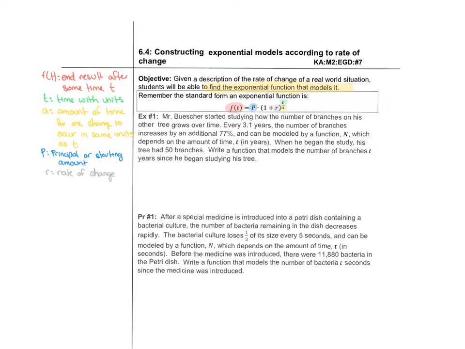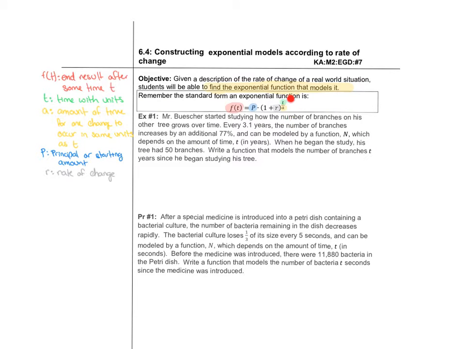And then we have times 1 plus r, and r is our rate of change. And remember, that's often given as a percentage, but it can also be given as a fraction. And the clue words for it are words like decay, growth, increasing, decreasing, that sort of thing.